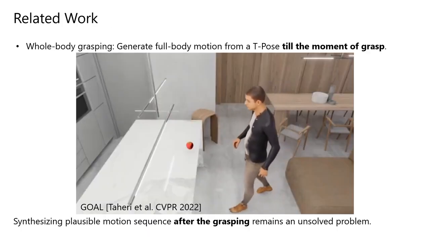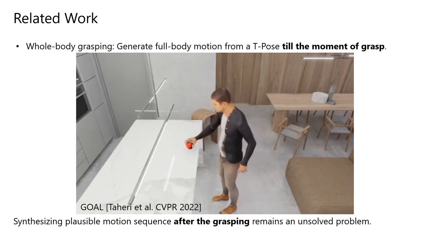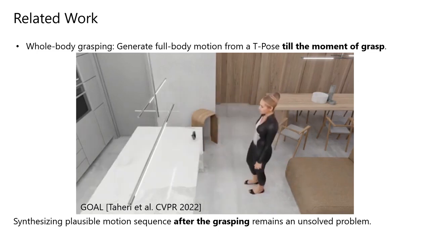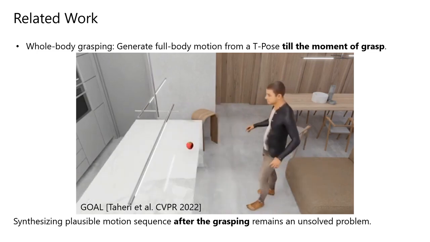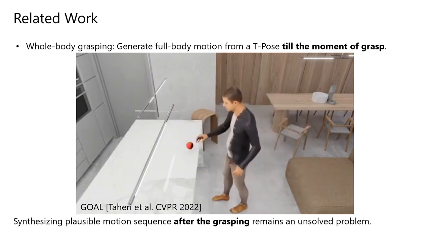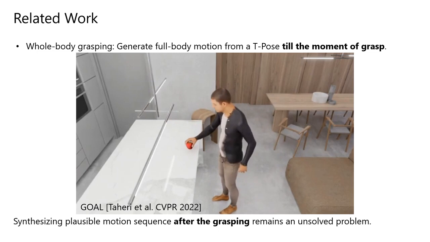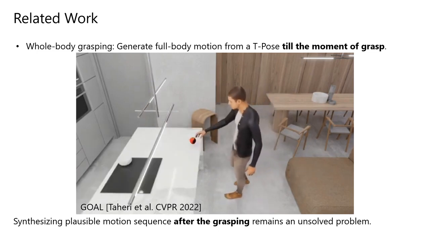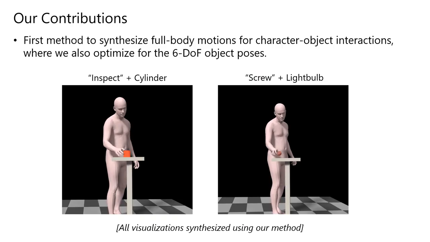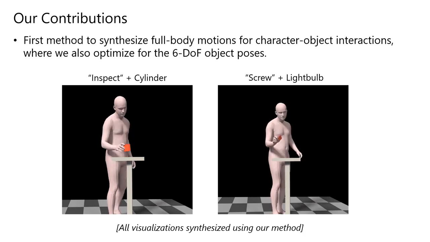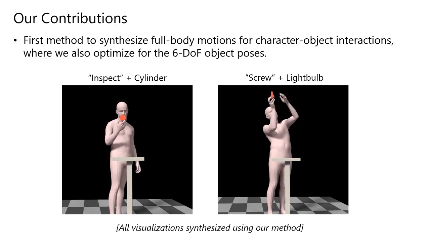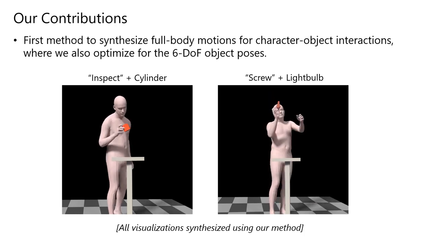Recent works on whole-body grasping like GOAL estimate full-body motions from a starting T-pose to the moment of grasp using motion infilling, but none of the existing methods addresses how different actions are affected when objects also come into the scene. To address this limitation, we propose the first method to synthesize full-body motion sequences for character-object interactions and optimize for the 6 DOF object poses such that grasping constraints are satisfied.